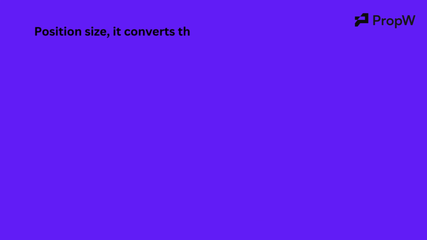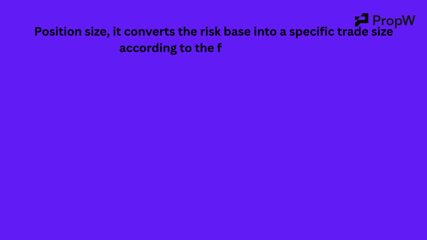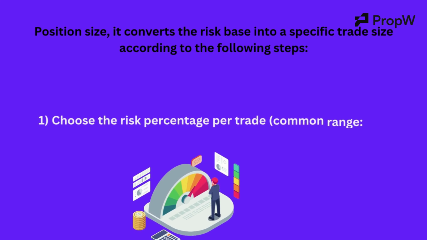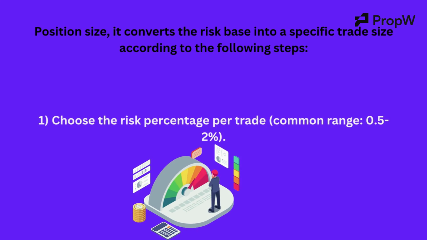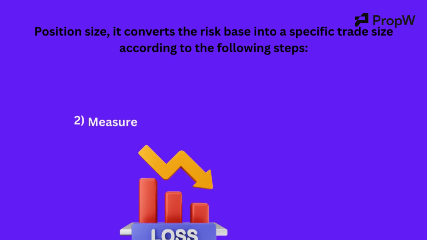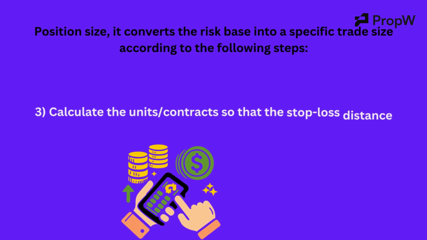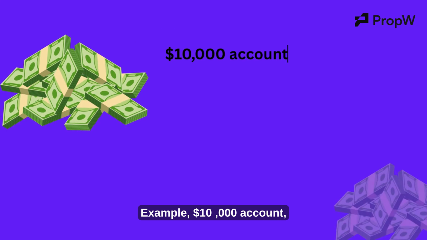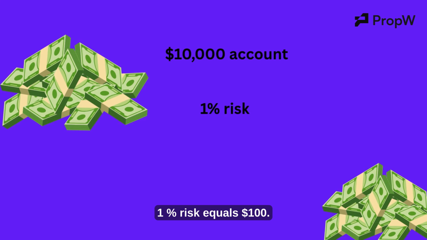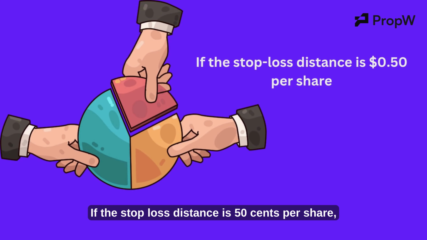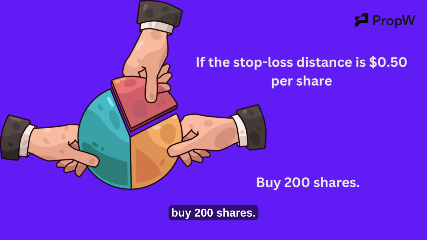As for position size, it converts the risk base into a specific trade size according to the following steps. Choose the risk percentage per trade, common range, 0.5 to 2%. Measure the stop loss distance in price or pips. Calculate the units or contracts so that the stop loss distance times units approximately equals dollar risk. Example, $10,000 account, 1% risk equals $100. If the stop loss distance is 50 cents per share, buy 200 shares.